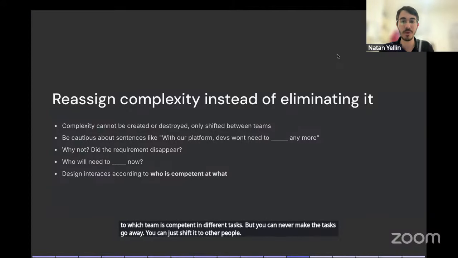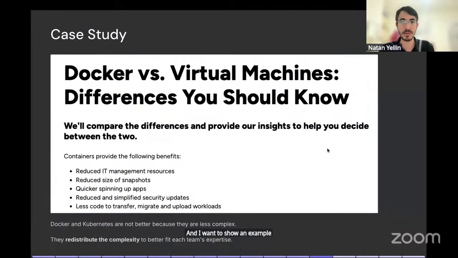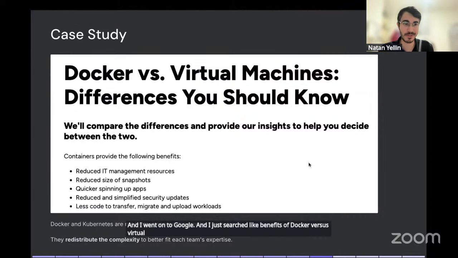And I want to show an example to prove this, right? So I want to show an example of Docker versus virtual machines. I went on to Google and I just searched benefits of Docker versus virtual machines or something. And this was the first result that I found. I'm not going to go through the whole thing. I'll just take one point here as an example.